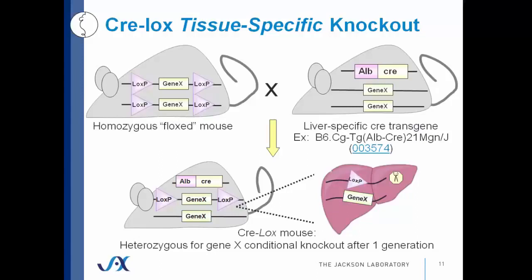However, you may notice that we still got one wild-type copy, so we haven't actually completely knocked that gene out in the liver. We've only knocked out one copy. So therefore, 2 crosses are actually needed to generate the mice you want, and a lot of researchers are not aware that it would take 2 crosses.